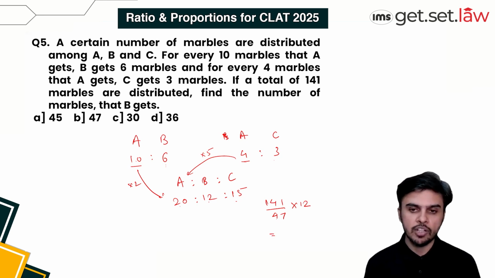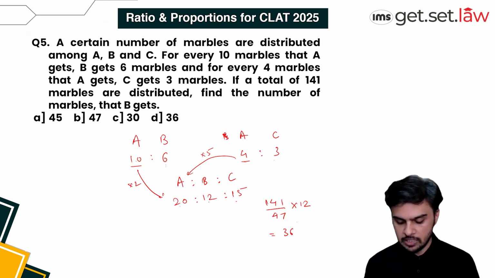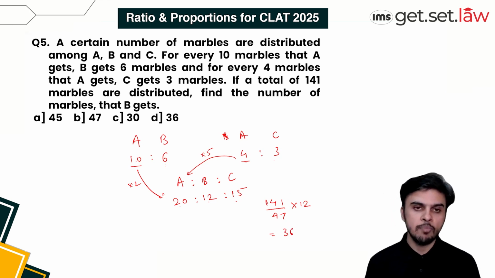141 divided by 47 is 3. 3 into 12 is equal to 36. So the number of marbles with B is equal to 36. The correct answer is option D.